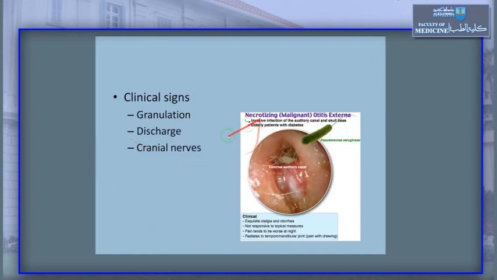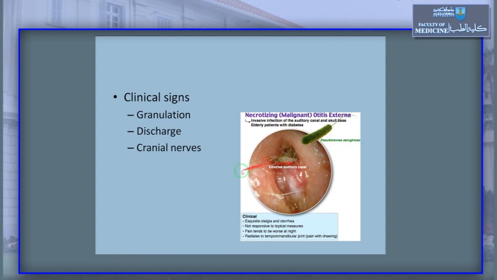So what do we see clinically when we examine the patient? We see granulation tissue. Typically this granulation tissue is coming out from the floor of the ear canal, and it's there at the junction of the cartilaginous part and bony part. So typically when we examine the canal, we find this granulation coming from the inferior aspect, midway between the cartilaginous and bony part. We find discharge. This discharge is typically purulent. Cranial nerve palsies may be there, and of course, if there is any intracranial spread or any meningitis, we will find the corresponding signs to these problems. The organism, as we said, is Pseudomonas aeruginosa.